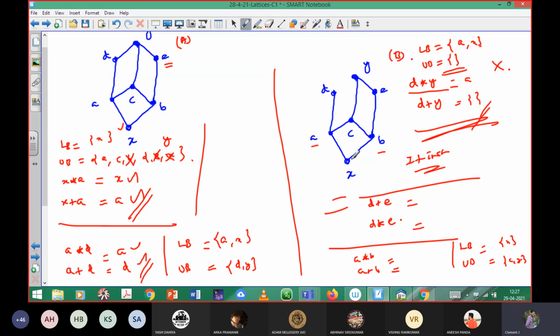Have you understood this example? Is it clear? Okay, fine. In this case it's easy, because there is no connection, so we can predict. But there are some cases, like where the upper bound has two elements, so we are not able to determine the greatest lower bound or upper bound. Good question. That time there is no other way. You are supposed to check whether it is a lattice or not by involving all the pairs of vertices.